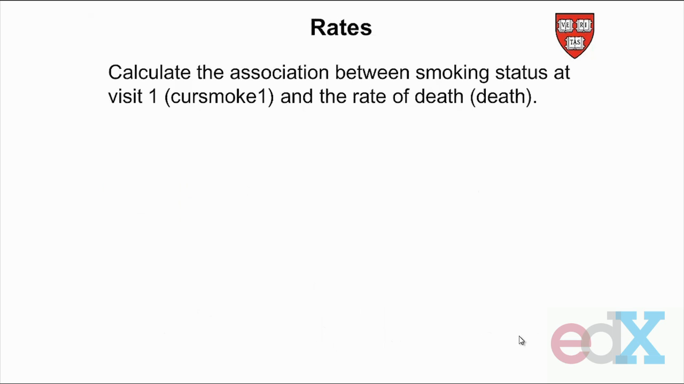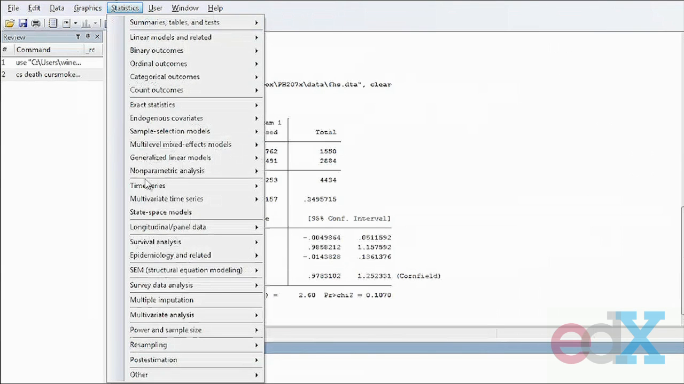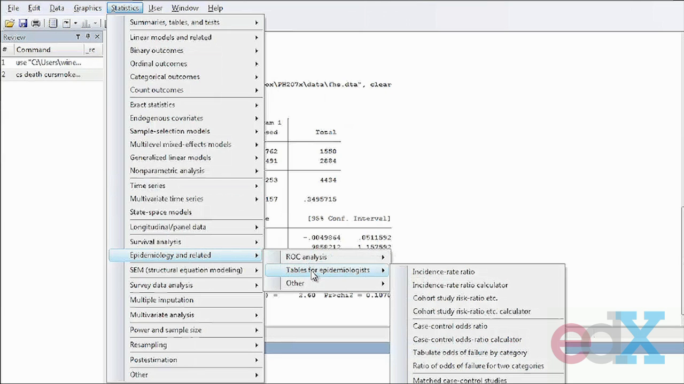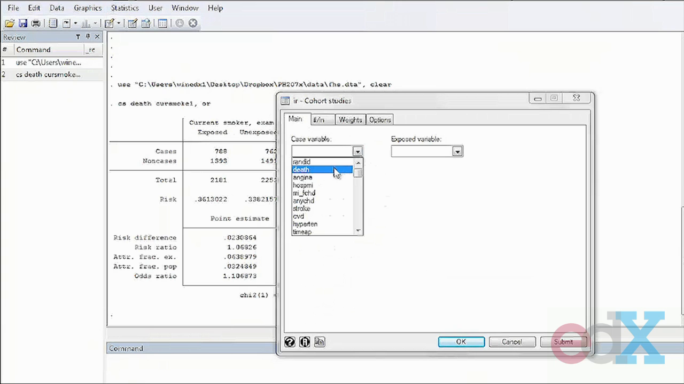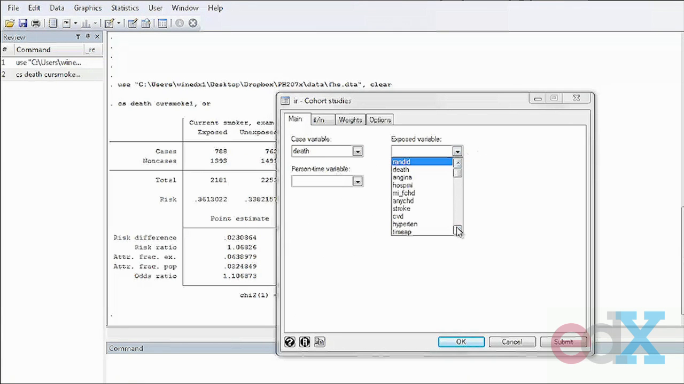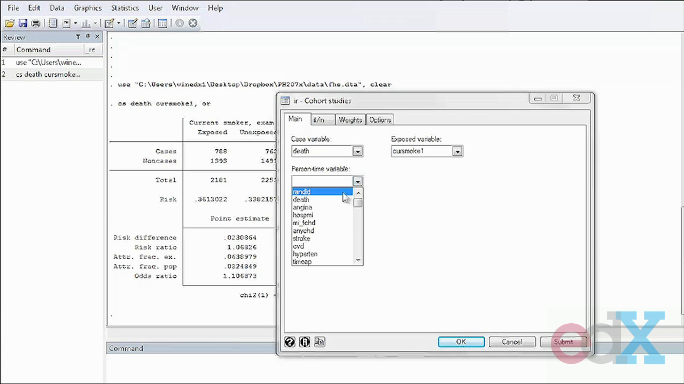The next thing we want to do is calculate a rate for the association between smoking status at visit 1 and the rate of death. So let's return to STATA. We're going to go to Statistics, Epidemiology and Related, Tables for Epidemiologists, Incidence Rate Ratio. Our case variable is once again going to be death. Our exposed variable is once again going to be cur-smoke1. And because we're calculating rates, we now need to give a variable for person time, and that's going to be time death.